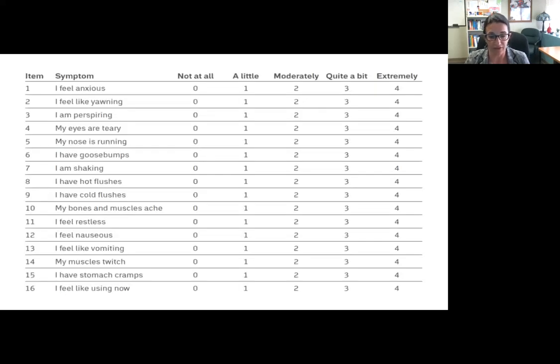This is just an example of that SOWS scale, and you can see there people will score themselves from 0 to 4 based on how they're feeling on all of these potential symptoms that they experience in withdrawal.